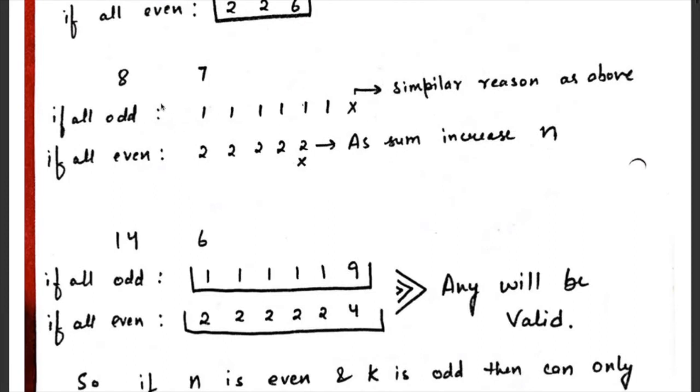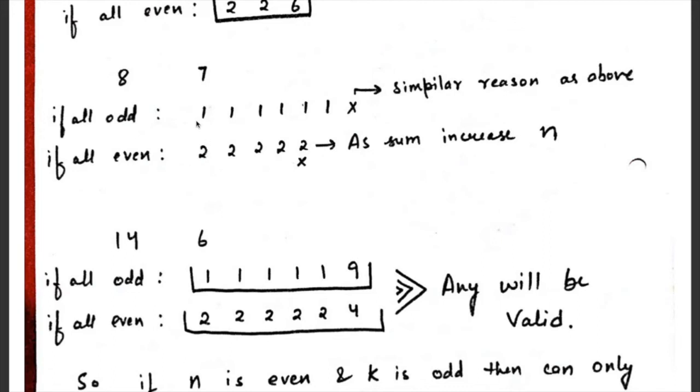Now let's take another case. n equals 8 and k equals 7. Let's see if we can make this 8 using all odd terms or not. If we use 6 ones, then our last x should equal 8 minus 6, that is 2. That is an even number, that's why we cannot make it using odd terms. And if we use all even terms, then our 6 terms are already up to 12, so we cannot add any even integer greater than 0. You should consider this: we have to add positive integers to the number. That's why we cannot take 0 here. That's why we cannot generate this sum using all even integers also.